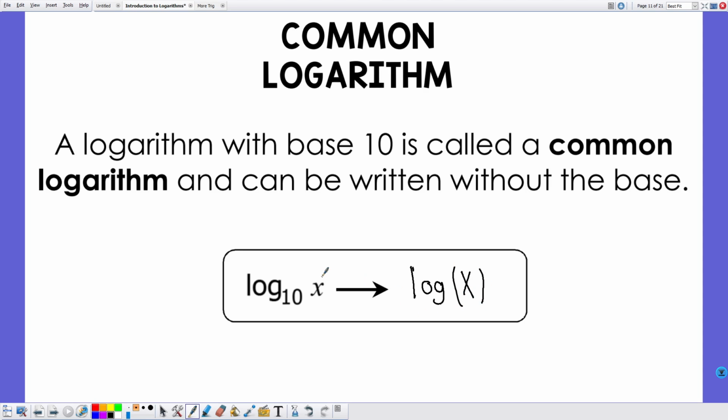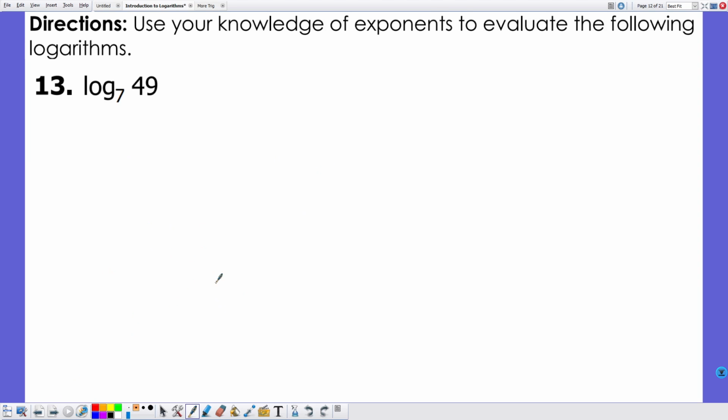Kind of like how the square root of a number has an index of 2, but we don't write the 2 because square root is so common. Just like that idea, logarithms of base 10 are just so common that we don't even write the 10. That was just some definition, but using what we know now, let's actually evaluate some of these problems.